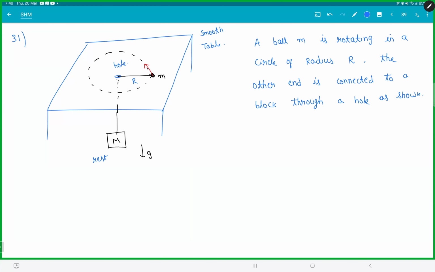So the big block is at rest. Now what you did, you caught that big block and you pulled it a little down. If the block is slightly pulled down and released, something happens and this thing starts oscillating. Find the time period for small oscillations.